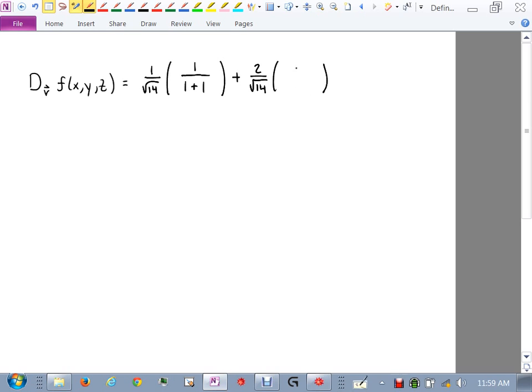times negative x over 1 plus 1 squared. Then plus 3 over root 14, and then same thing, right? Negative 4 over 1 plus 1 squared. That should be it, but then you have to compute it all out. And what does it come out to be as an exact answer? Negative 9 over 2 root 14?